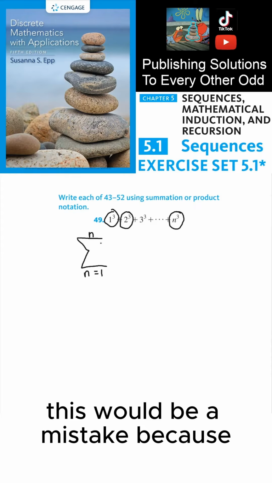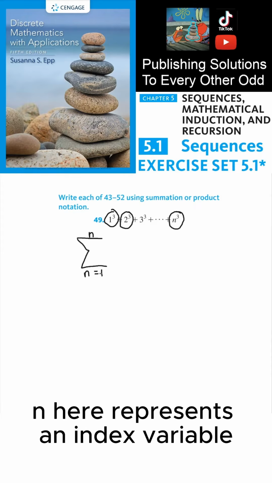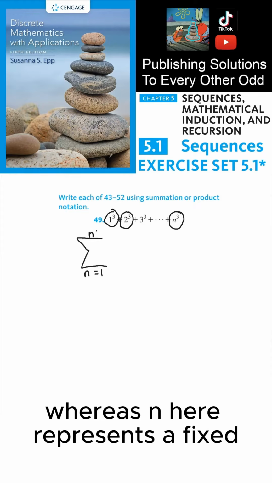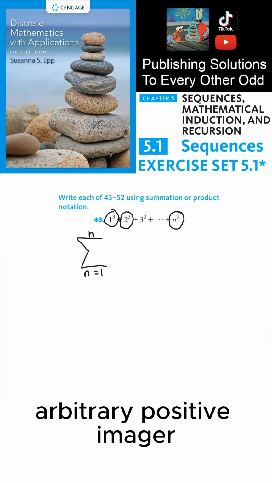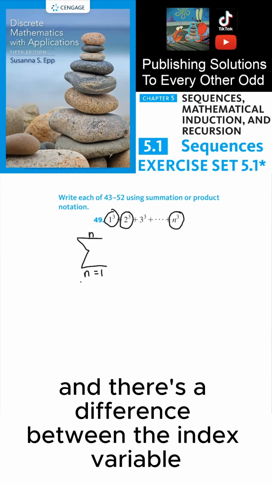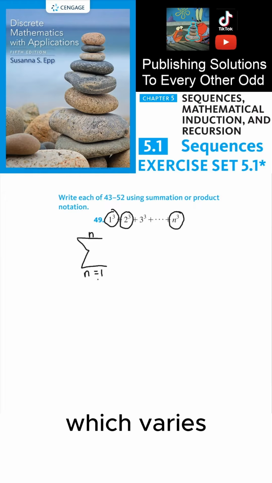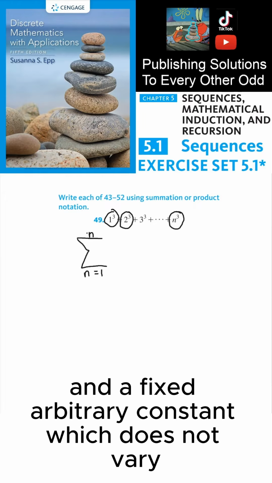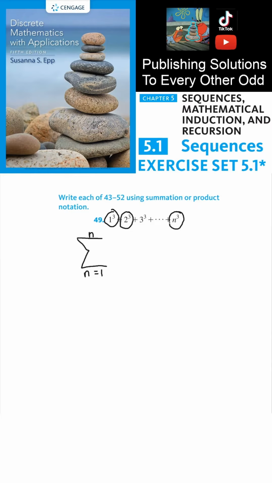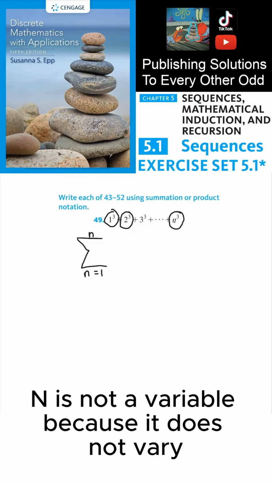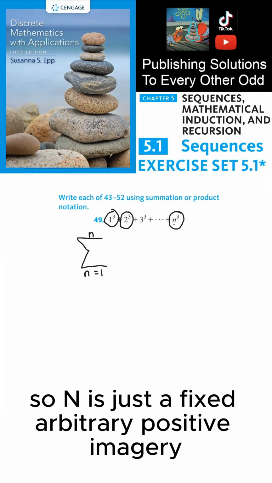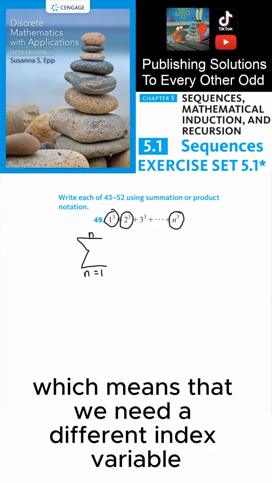This would be a mistake because n here represents an index variable, whereas n here represents a fixed arbitrary positive integer. And there's a difference between the index variable, which varies, and a fixed arbitrary constant, which does not vary. So in this context, n is not a variable because it does not vary. So n is just a fixed arbitrary positive integer, which means that we need a different index variable.